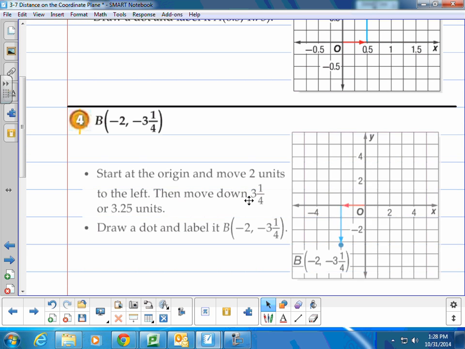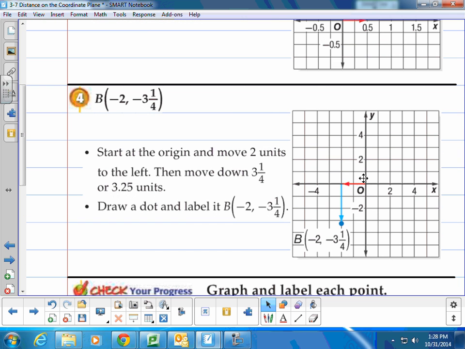So if I want to try this one, -2, -3 and 1/4. Again, I'd start at my origin. Since it's -2, I go over 1, 2. Notice this is going by ones now. Just make sure you're aware of your intervals here. So I go over 1, 2, negative to the left. Then I move down 3, 1, 2, 3, and 1/4 of the way. Or we know 1/4 is the same as 25/100. So it's about a quarter of the way to the next one. I draw a dot and I label it with its coordinates.